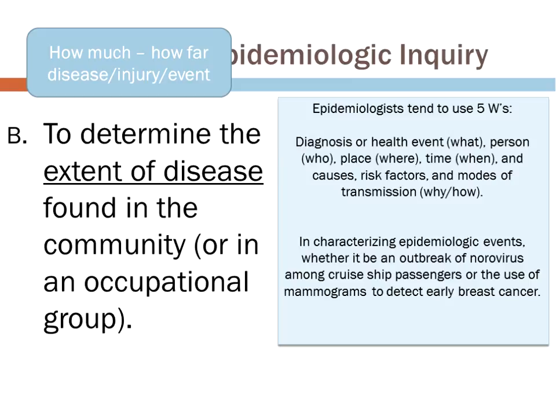And so when we look at this in the epidemiological context, what is the health event? Who is the description of the person that is affected by it? Places, where, and time is, of course, when. And then your causes, or your why, would be your risk factors or your modes of transmission.